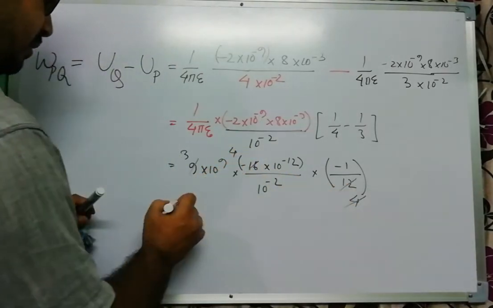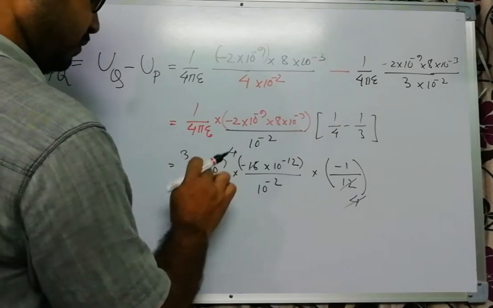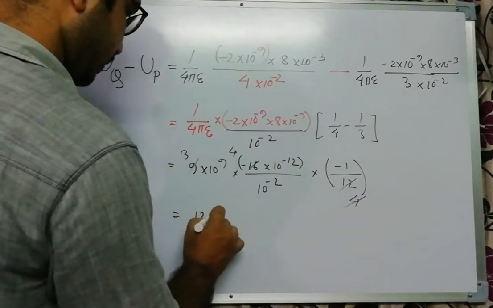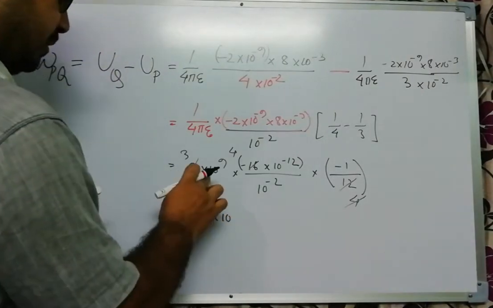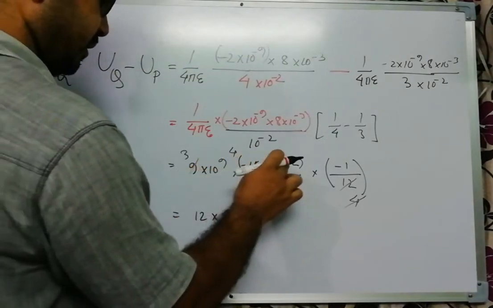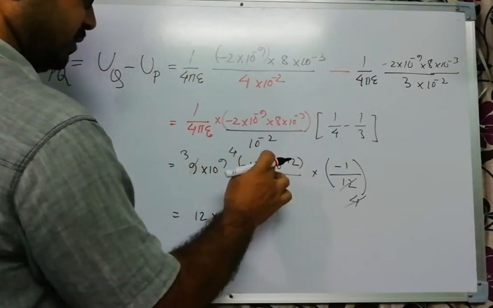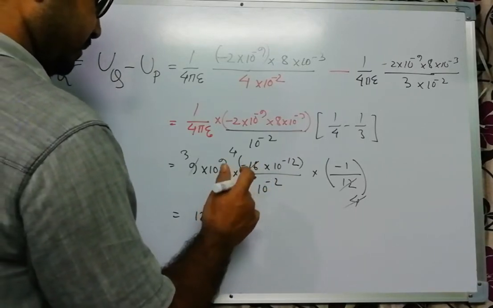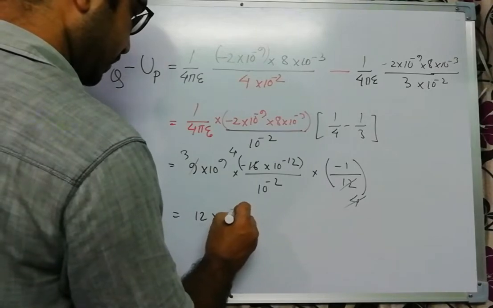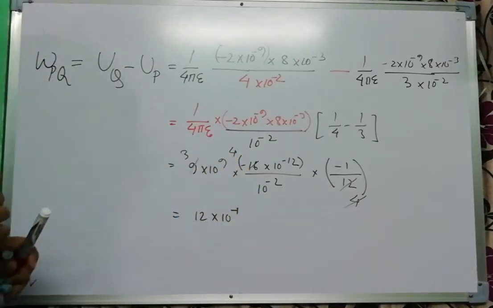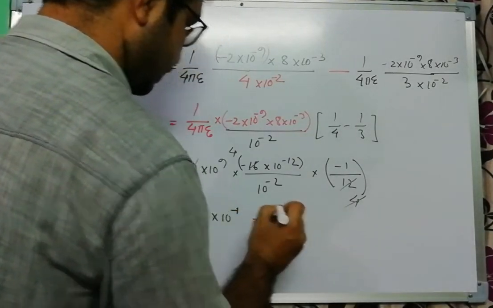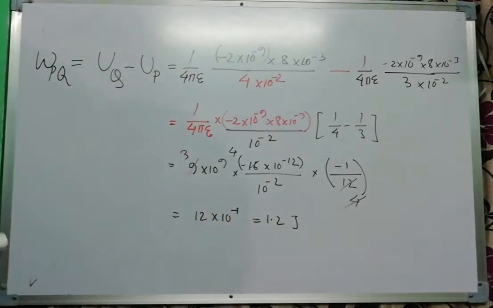Simplification. So 3, 4, 12. So it's 12 into 10⁻⁹, and this is 2, this is 10, minus 10⁻¹. That is the answer. That means I can write it in this way: 1.2 joule. That is the answer.